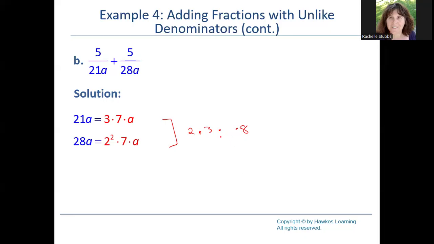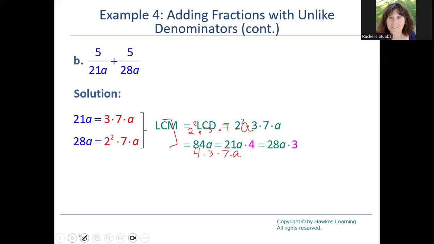Okay? This is an a, not an 8. A, all right. 2, what should its power be? It should be squared, right? What about 3? Its highest power is just a 1. 7's highest power is just a 1. A's highest power is just a 1. So I really have 4 times 3 times 7 times a when I do this to make my denominator.